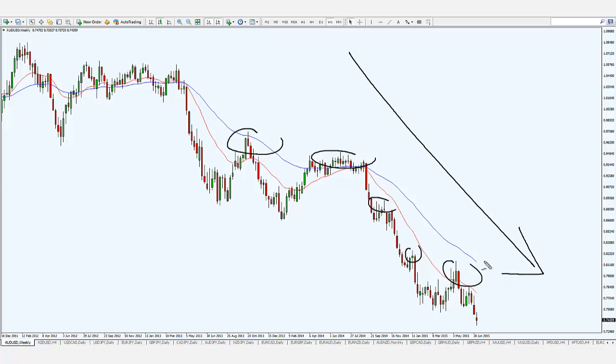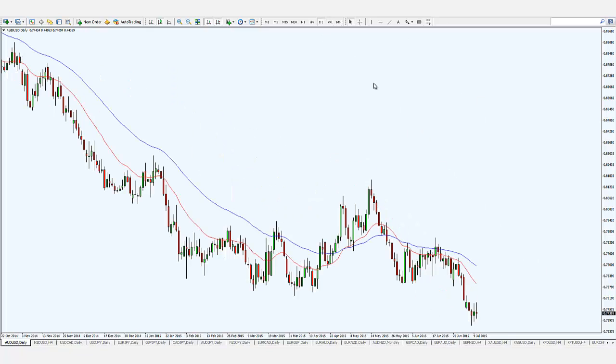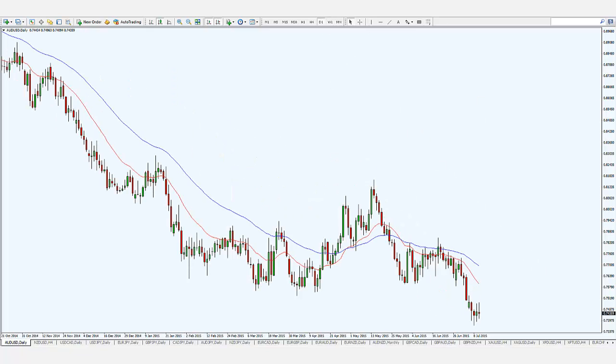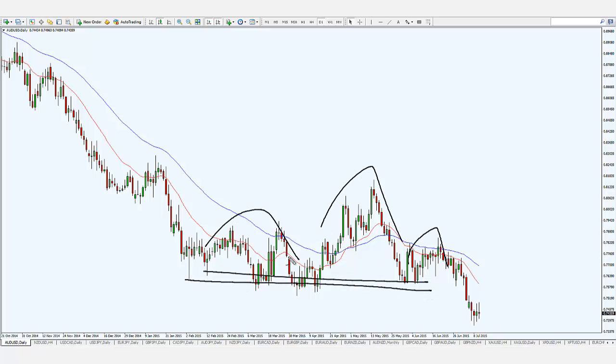So if you're a trend trader or trend follower, you want to be looking for shorting opportunities only because you want to trade with the trend. How we can go about doing this is looking at the daily chart. This was the head and shoulders pattern I was talking about. This is the neckline, the left shoulder, the head, and the right shoulder.